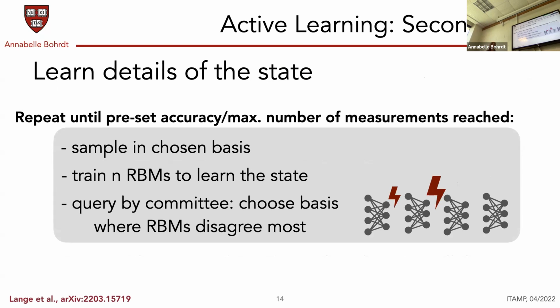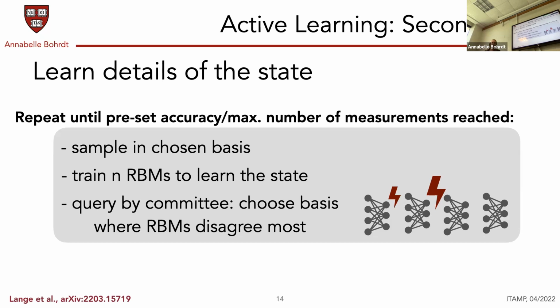In this case, we again do a query by committee, but now we want to figure out, since we fixed our reference basis, where do we need more information? So where is the variance highest? Because that's the place where the RBMs disagree most, where the most confusion is within our committee. And that will be where we need to take more measurements to resolve that confusion and to find out the details about our state. So that's the second step.